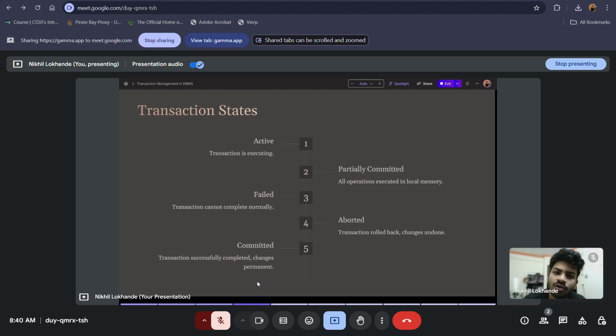When you roll back a transaction or undo some changes which you have done, that means the transaction is aborted. Committed: transaction successfully completed, change is permanent. When the transaction is successfully committed, and you do not undo the changes, when the changes are permanent, that is known as the committed transaction state.